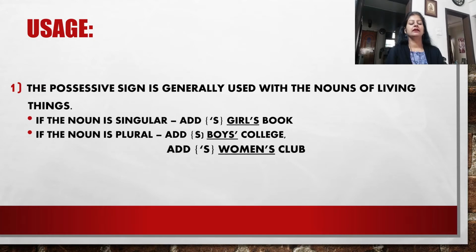If any plural noun is not ending with s, then what will we do? Let's see. Here see the example, women. This is a plural word and it is not ending with s. So here we can show possession, women's club, by putting apostrophe s. Women's club.